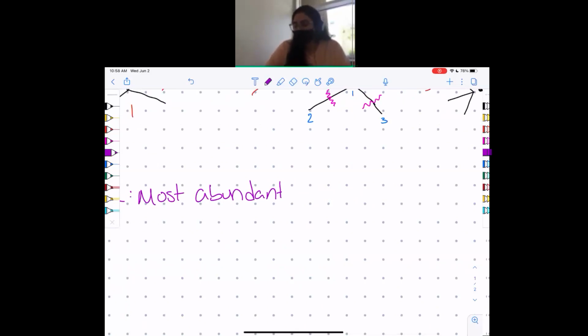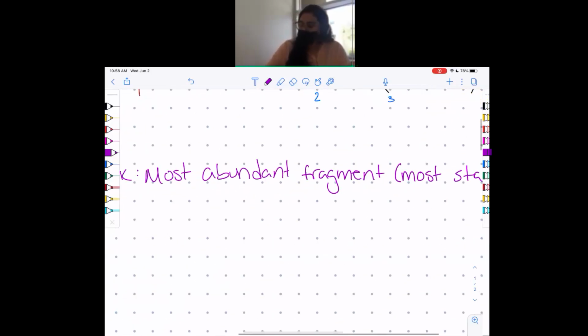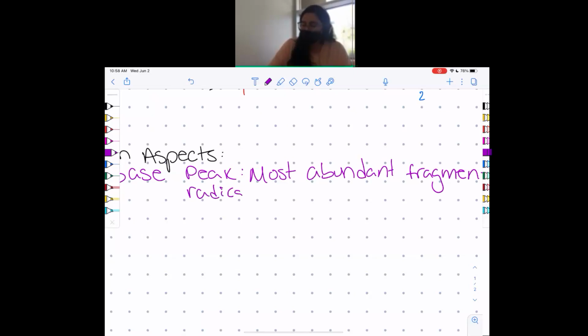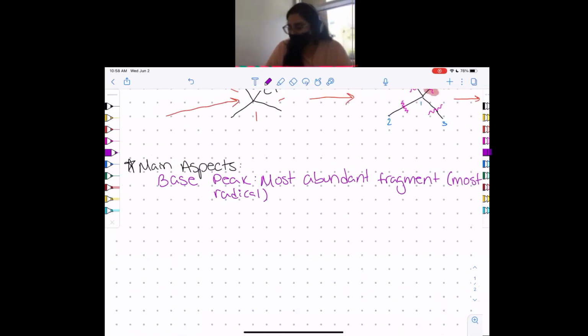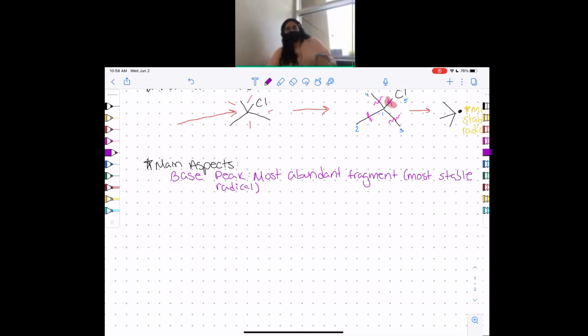It's the most abundant fragment, which is the most stable radical. I know it's hard for you guys to read and write it while I'm zooming in and out. I really apologize for that, but it's going to be so sloppy if I don't do that.